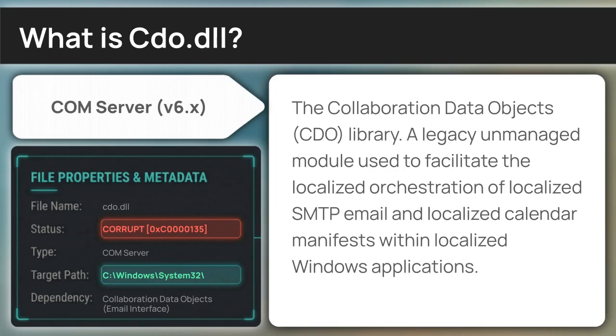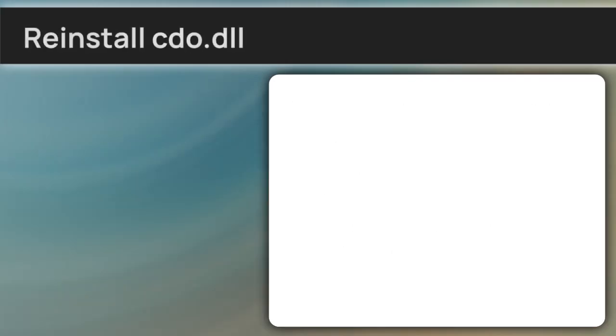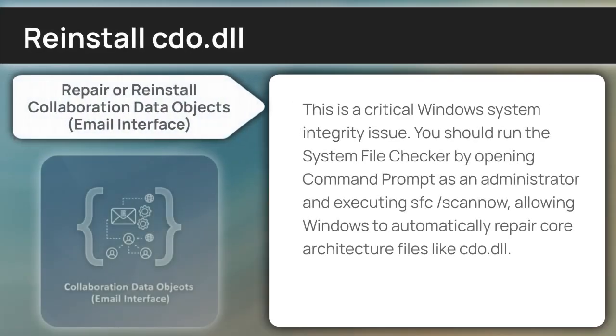Now that you have the context, let's move into the repair process with a fresh installation. This is a critical Windows system integrity issue. You should run the system file checker by opening Command Prompt as an administrator and executing sfc /scannow, allowing Windows to automatically repair core architecture files like Cdo library DLL.